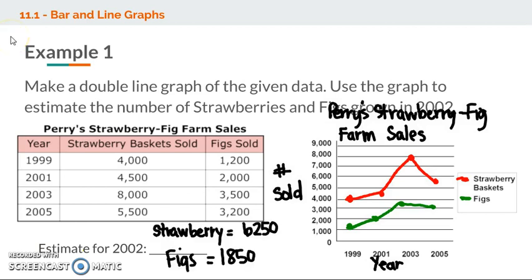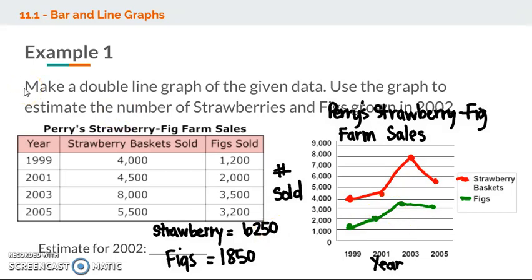All right, my estimate for strawberry, I added 4,500 plus 8,000, and I divided by 2 to get 6,250. For the figs, I took the year 2001, which was 2,000, plus 3,500 divided by 2 to get 1,850. So the median is between that, and it's an estimate, so it will be around those values, right?